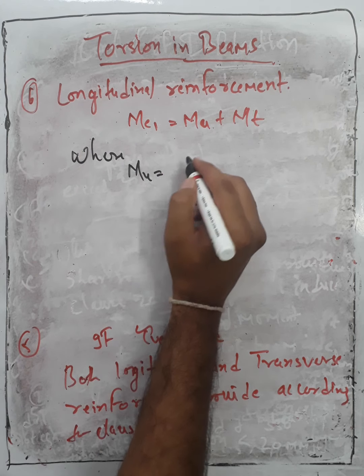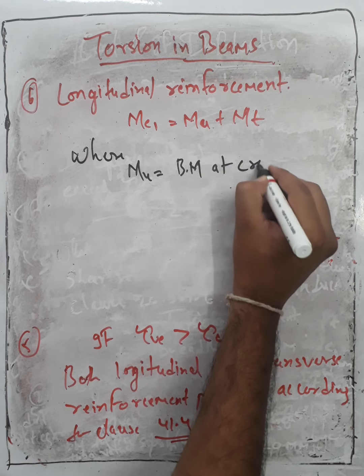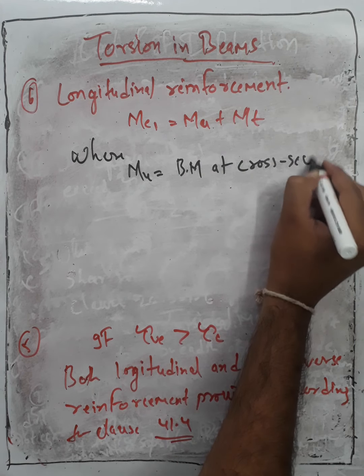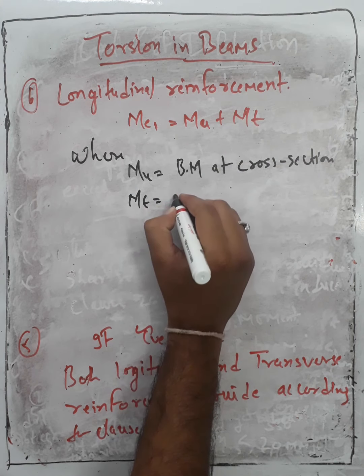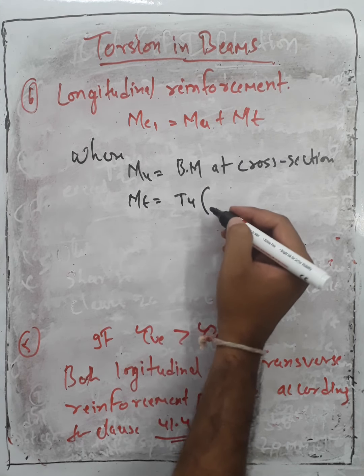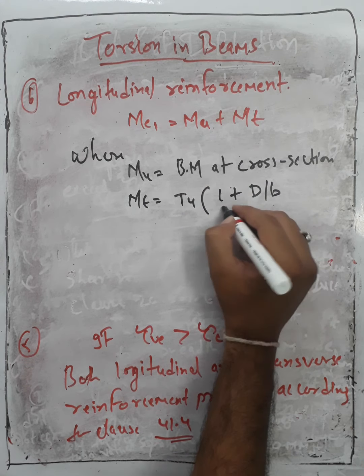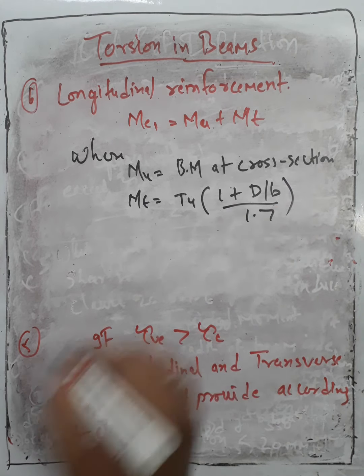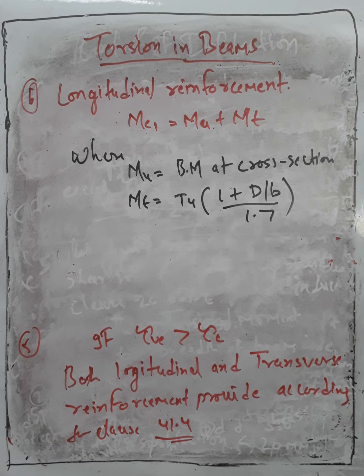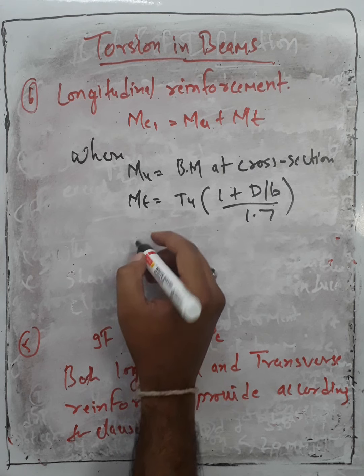Where MU is the bending moment at the cross section, and MT is equal to TU times 1 plus D upon B, divided by 1.7. So ME1 is the equivalent bending moment.